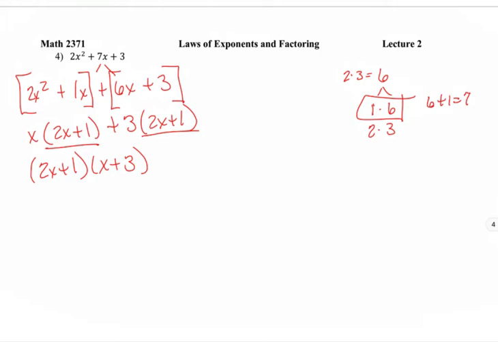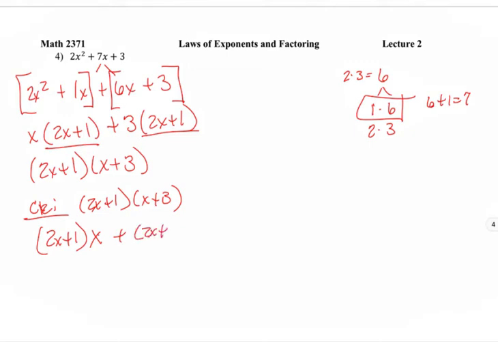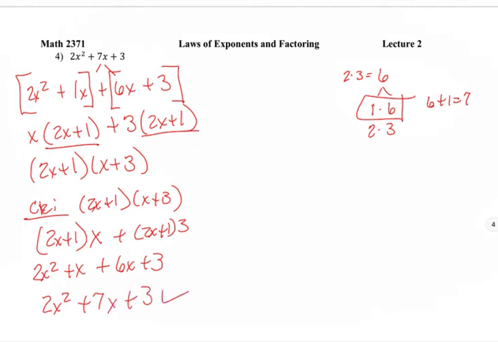Now to check, I have 2x plus 1 times x plus 3. So that's 2x plus 1 times x plus 2x plus 1 times 3. So that's 2x squared plus x plus 6x plus 3. And that's 2x squared plus 7x plus 3. And it checks.